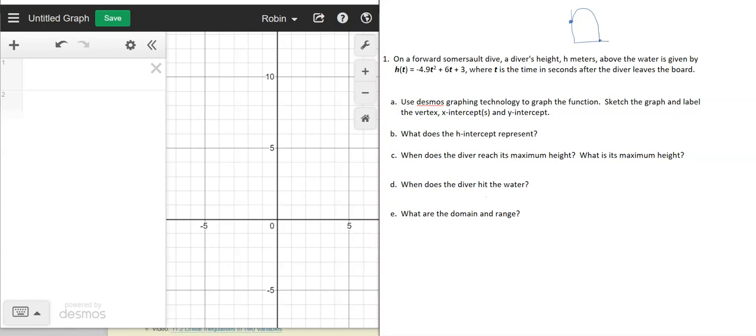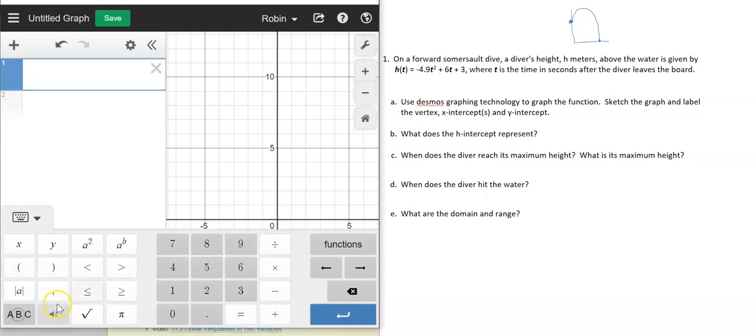So if you Google desmos.com, you'll find it. It's excellent graphing technology. You just go here, it gives you a nice graph. It has a little keyboard here and you can type everything in just as you see it. So I'm going to type in negative 4.9, and I don't have to use t, I can use x squared plus 6x plus 3. Whoops, it's not plus 3. And I have all of that in there. You have your little squared buttons, you have all the different functions you need, and it shows up right here.